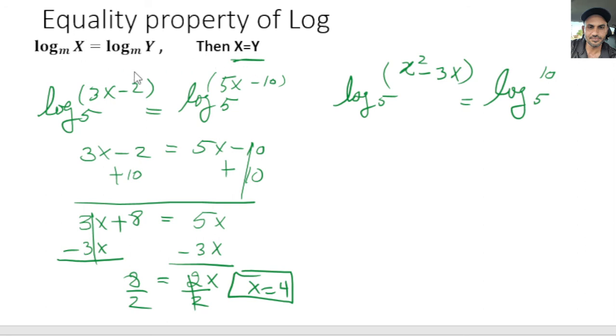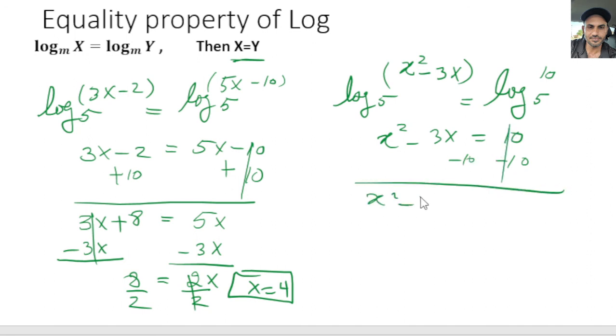If the bases are the same, then the two expressions on both sides must be equal. So this is x squared minus 3x equals 10 because the bases are the same. So we can apply the equality property of the log. Now we basically bring everything on one side. We subtract 10. So we have x squared minus 3x minus 10 equals 0.